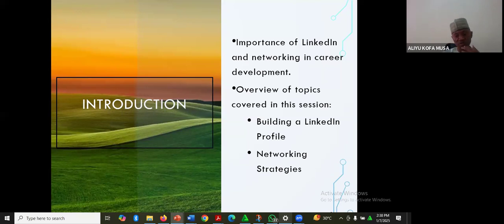What is our agenda for today's presentation? One, we are going to look at the importance of LinkedIn and networking in career development. Through that, we are going to cover how to build a LinkedIn profile and what are the strategies for networking. Under each of these subtopics, we are going to look at the very important components of LinkedIn, and how we can network either online or offline.